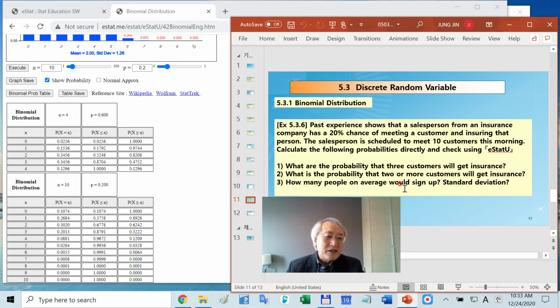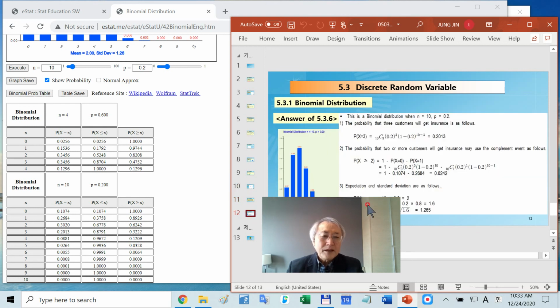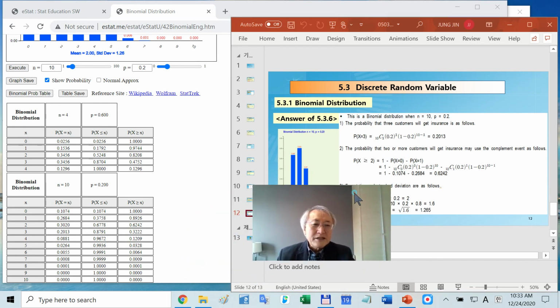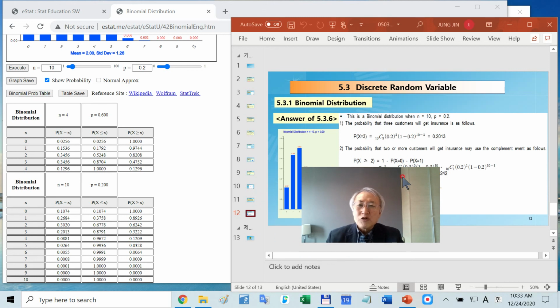How many people on average would sign up? Well, you have n equal 10, p equal 0.2. Well, you can guess that it is n times p. We expect 2 customers would sign. Well, similarly, you can answer everything. Maybe that's all for the binomial distribution.